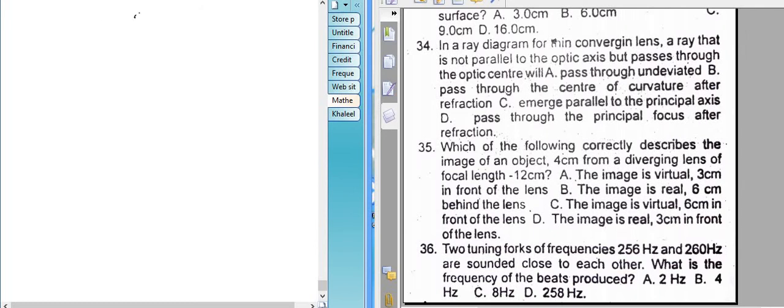So question 34, answer is option A. Question 35, which of the following correctly describes the image of an object 4 cm from a diverging lens of focal length minus 12 cm?